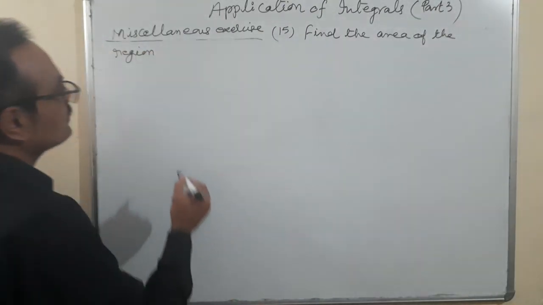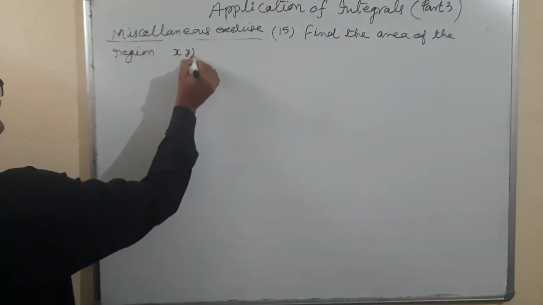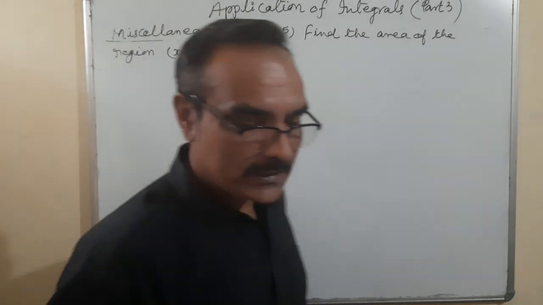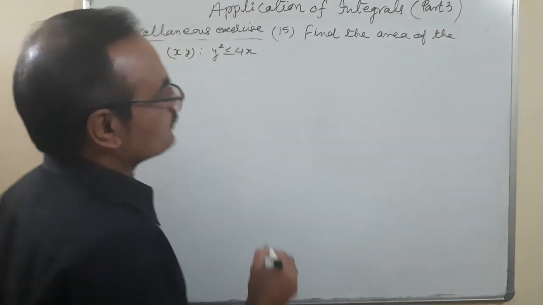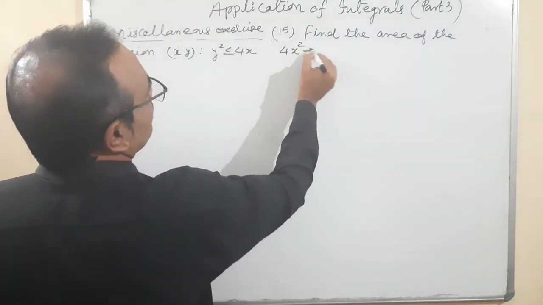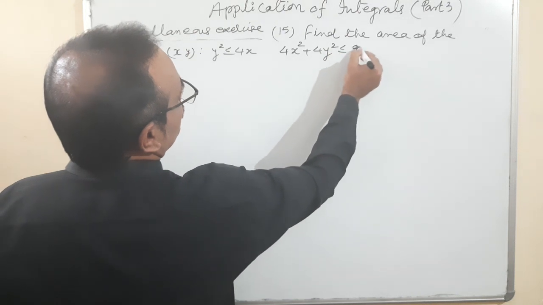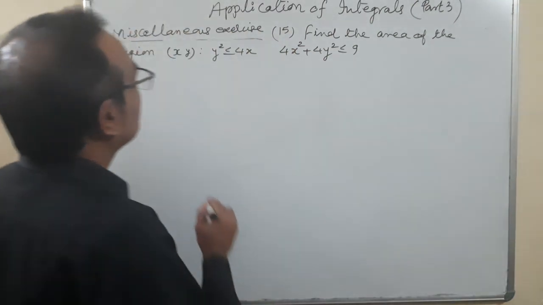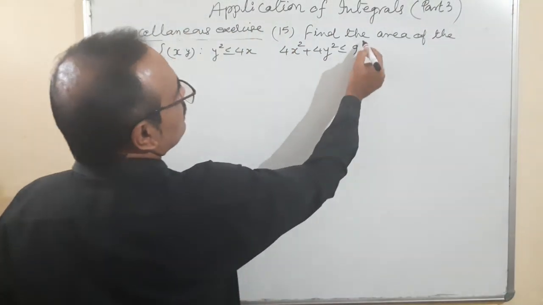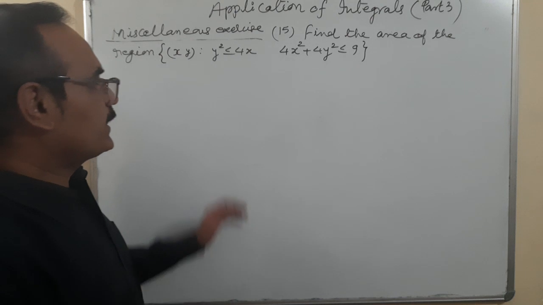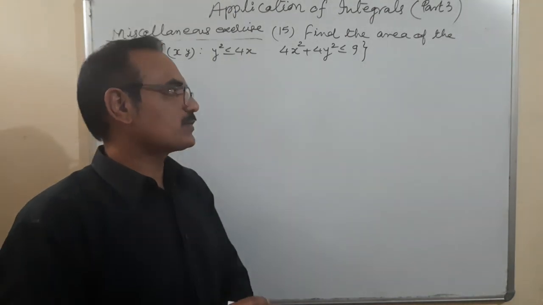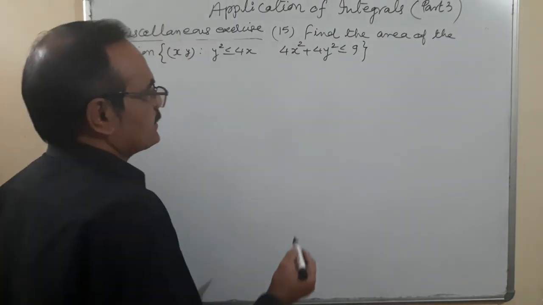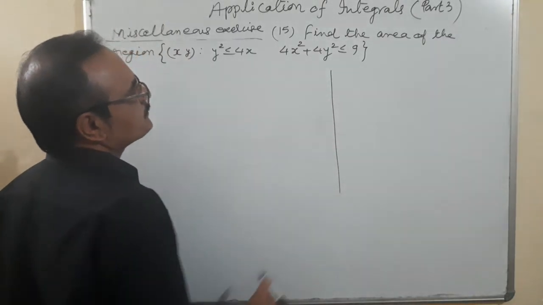xy such that y square is less or equal to 4x. Y square is less or equal to 4x. 4x square plus 4y square is less or equal to 9. Okay, less or equal to 9. The condition less or equal to, it's a very confusing term. Y square is less or equal to 4x, and 4x square plus 4y square is less or equal to 9. Okay. So let us find out the area of the region.